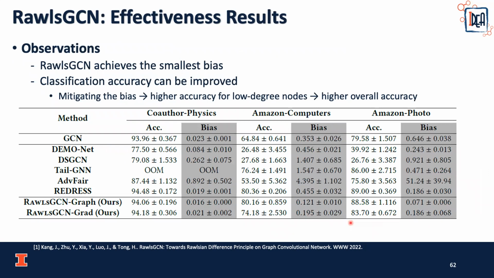So from this effectiveness results, we can see that our proposed RawlsGCN achieved the smallest bias. And interestingly, by mitigating the bias, we can sometimes improve the classification accuracy significantly because the model can achieve a much higher accuracy for this low degree nodes.